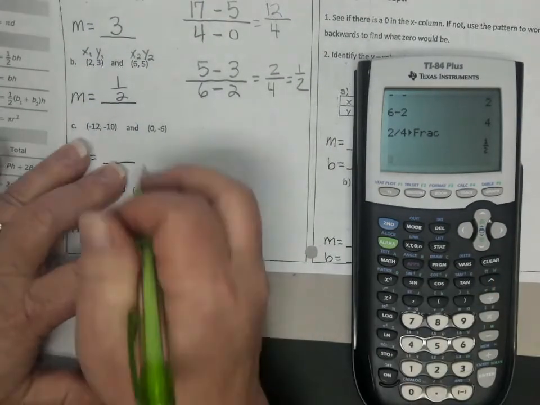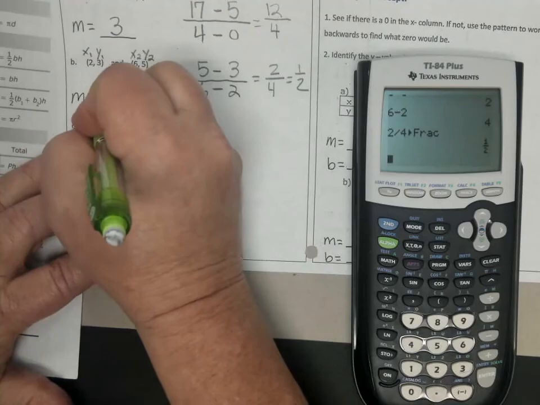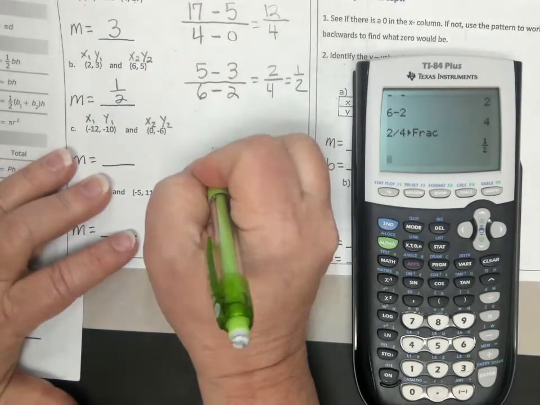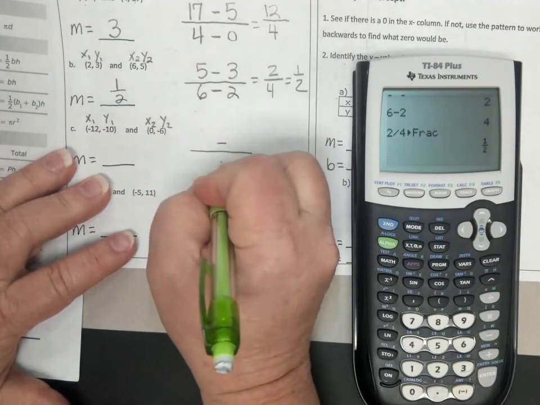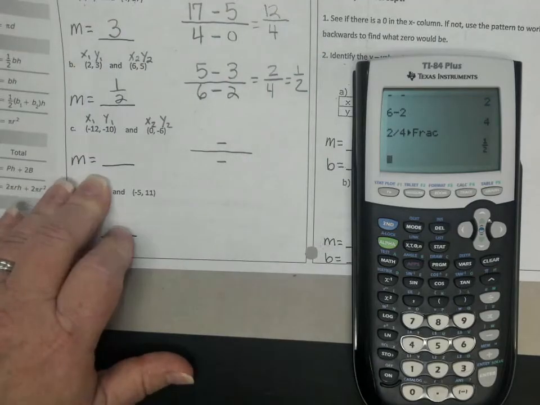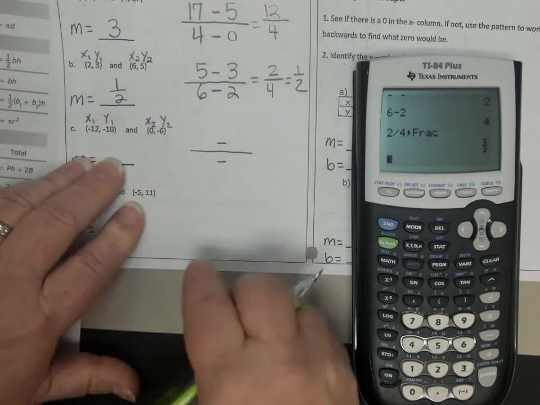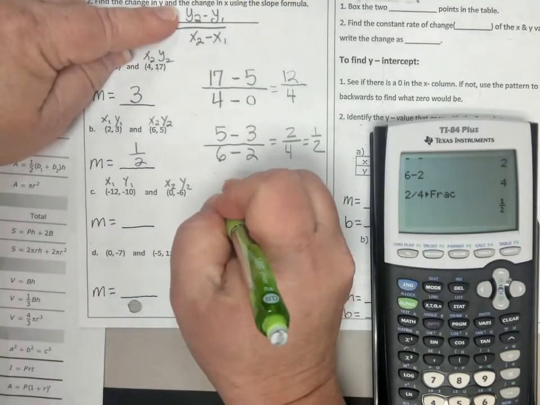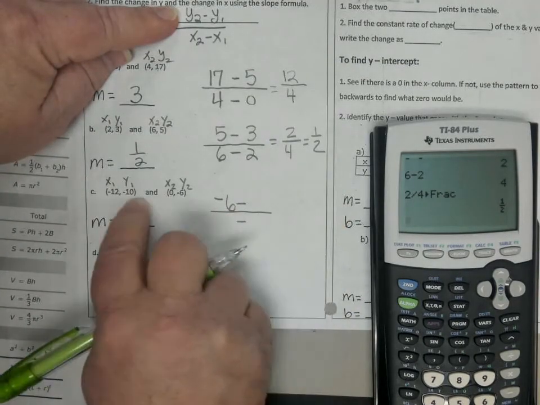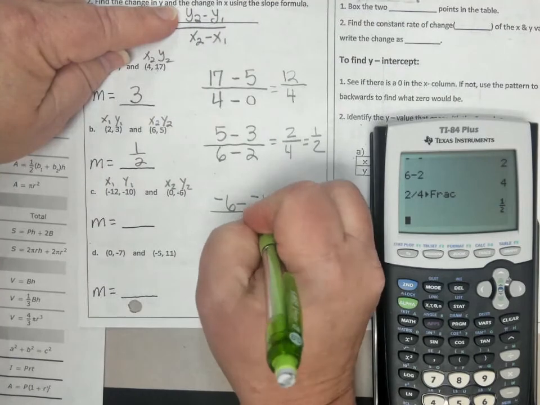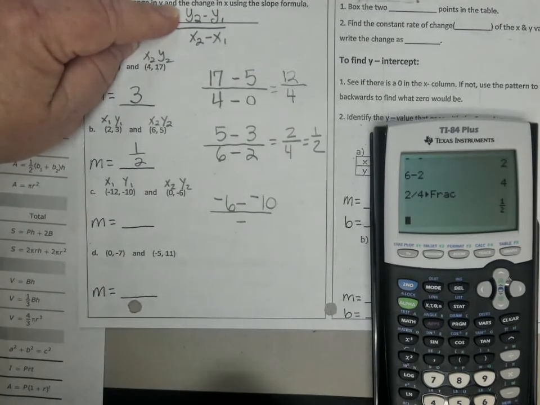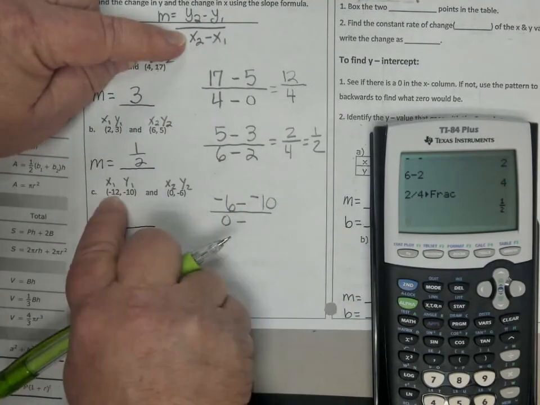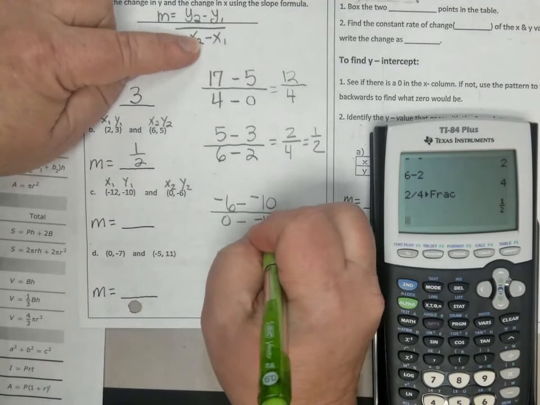Okay? So I said x1, y1, x2, y2. Then I put a line, I put a subtract sign. Okay? Here we go. We need y2 first. I'm still referring up here. y2, which is negative 6, subtract y1, which is negative 10. So I'm putting the numbers in just like I'm seeing them. Okay? Then it says x2, which is 0. And then it says x1, which is negative 12.